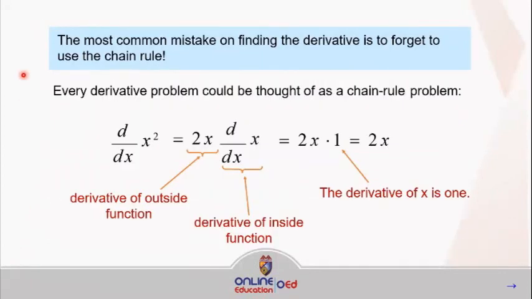And then the most common mistake on finding the derivative is to forget the use of the chain rule. So every derivative problem could be thought as a chain rule problem. So example daw natin is we need to find the derivative of x squared. So we have here the derivative of outside function, which is yung 2x, and the derivative of the inside function d over dx of x. So the derivative of x is 1 lang siya. So therefore, kapag kinuha natin yung derivative ng x squared, equivalent lang siya sa 2x. Or yung isang way naman na madali naman lang natin gagamitin dito is the power rule lang, which is yung pinakita kong kaninang formula.